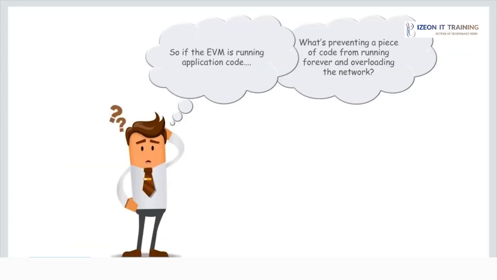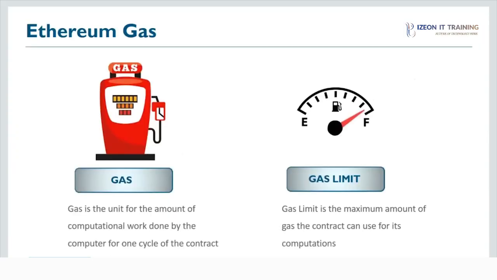If the EVM is running the application code, then what's preventing a piece of code from running forever and overloading the network? Well, here's where the term Ethereum gas comes in. Now, gas is basically the execution fee that the sender pays for running a program on the EVM. It's called gas because the fee acts as a crypto fuel driving the execution in smart contracts.